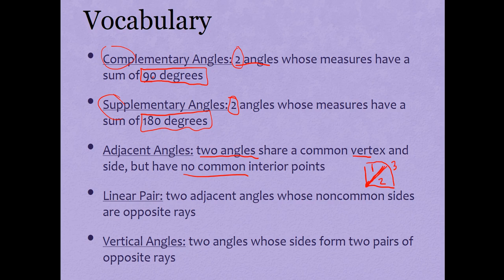A linear pair is two adjacent angles whose non-common sides are opposite rays, so they make a straight line. These two angles would be a linear pair because they make a straight line. Vertical angles are two angles whose sides form two pairs of opposite rays. Basically they make an X. Angle 1 and angle 2 in this picture would be vertical angles, right across from each other in the X. The other two angles would also be a pair of vertical angles.